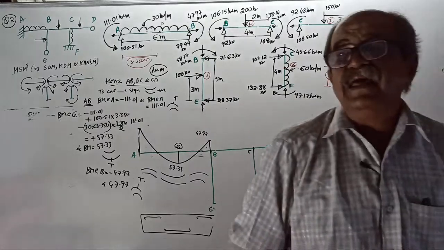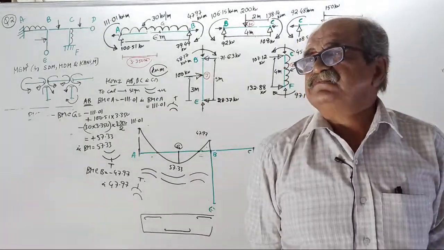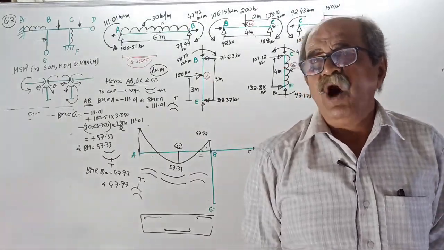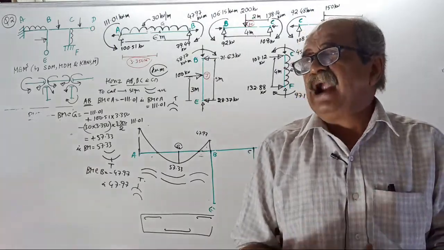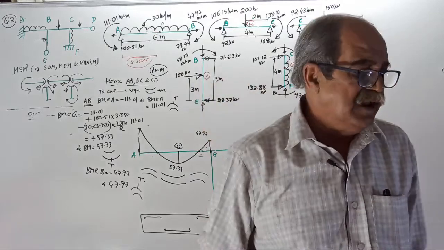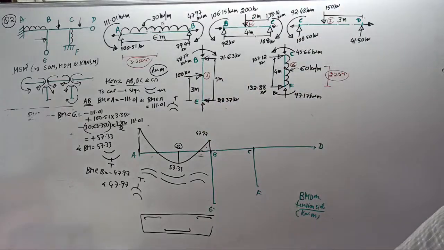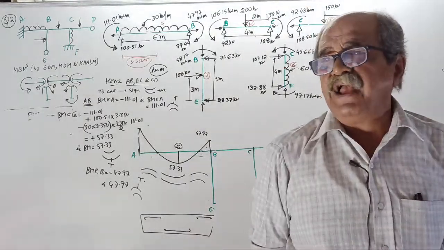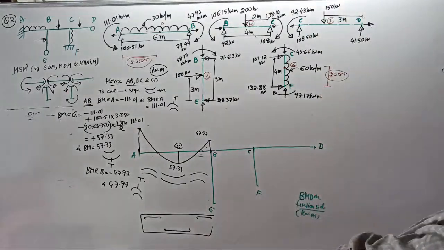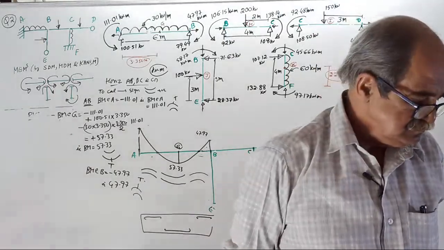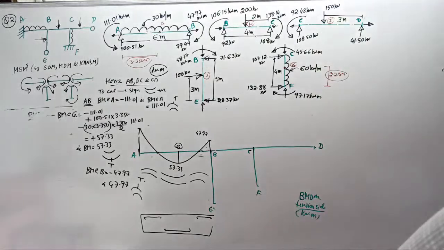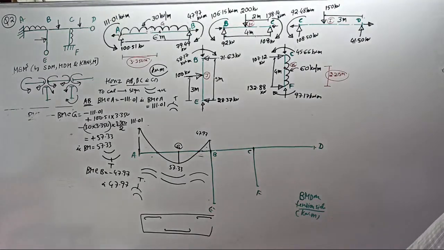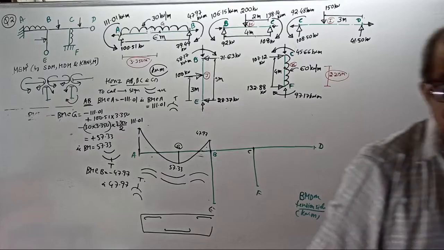Remember, and every software gives you BMD on which side? Whether you go for ETAP or SAFE or StatPro or any software, tell me, there, how you get BMD? Every software will not give sagging, hogging. It will always give BMD on which side? Any software, it will give on tension side.